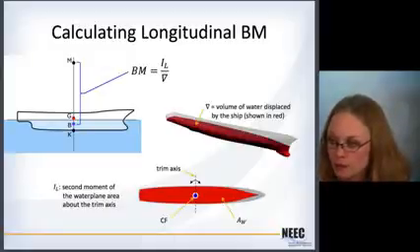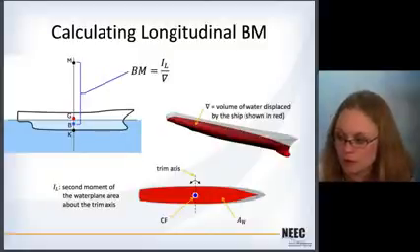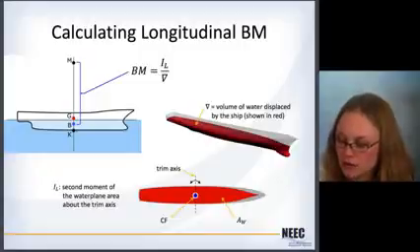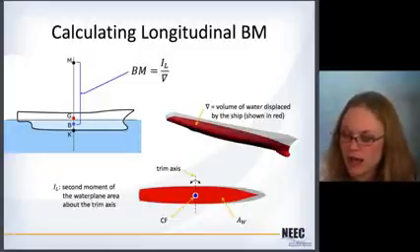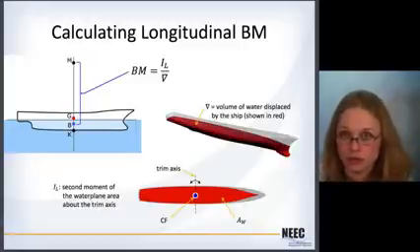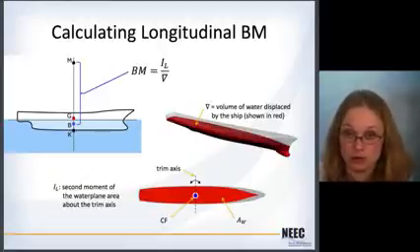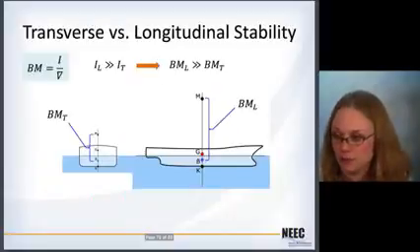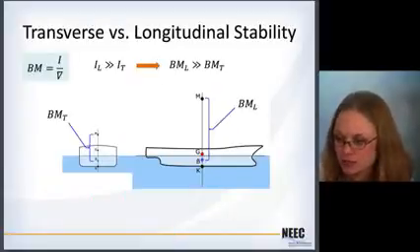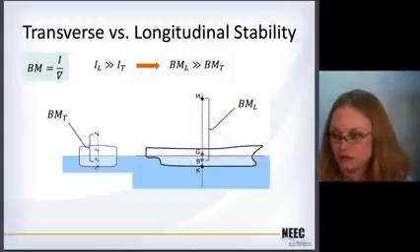Longitudinal BM is defined the same way, except that now we're using the longitudinal moment of inertia of the waterplane. You can see in the illustration that there's a lot more area far away from the trim axis, which means the longitudinal moment of inertia is going to be a lot larger. The number is much larger, and so the BM here is huge compared to the transverse BM. So here's your ship, and here's the transverse version and the longitudinal version.